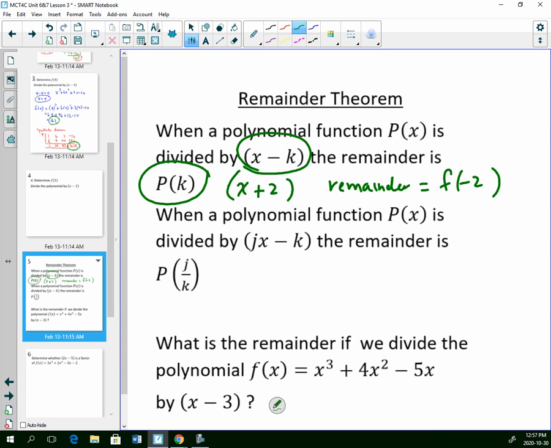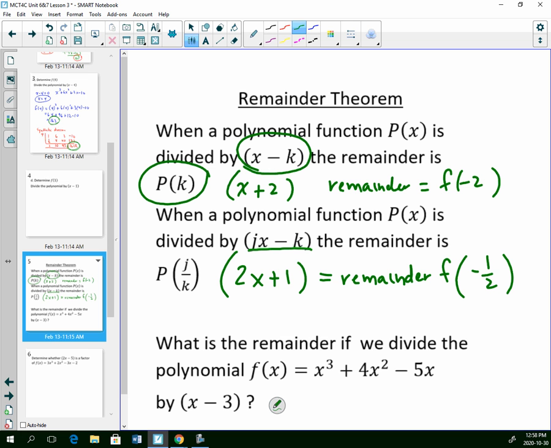And the second part is just if you had a coefficient. So jx minus k. So for example, 2x plus 1. If I divide by 2x plus 1, it will equal the same remainder as f of negative 1/2, right? I solve for the root, so 2x plus 1. If I solve for the root, I would get negative 1/2. So that's all that means.